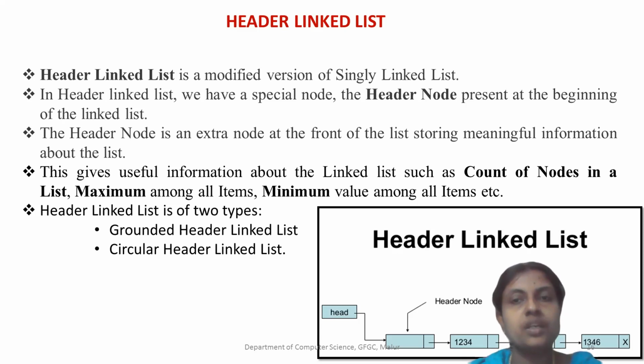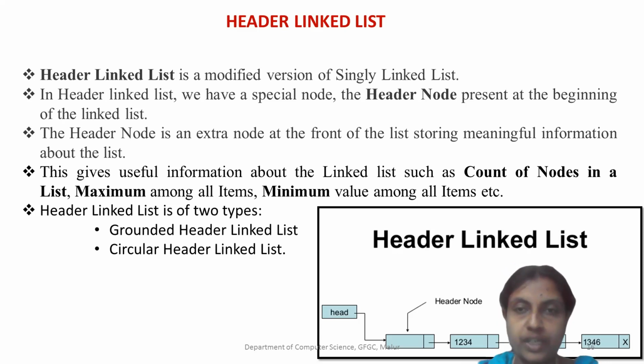So once again, I repeat, header linked list is a concept. As usual, it is our linked list structure only, but one speciality is our head node. The very first head address won't point to the first node. Instead of that, it will point to the header node. The header node will have the first node address, then the first node, and like that the normal procedure goes. Here we have a special node called header node, whose purpose is to store the meaningful information among the items.